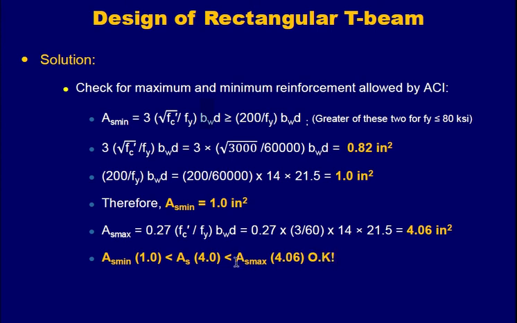It would be better if you use a different bar number. For example, if you are using number 6 bars and the area of steel is coming to 3.8, it will be much better to keep a bit away from AS maximum. But this design is also okay.